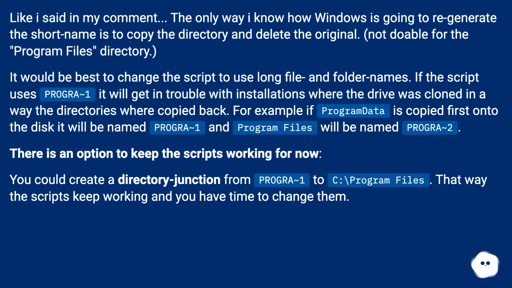If the script uses progr-1, it will get in trouble with installations where the drive was cloned in a way that the directories were copied back. For example, if ProgramData is copied first onto the disk, it will be named progr-1 and Program Files will be named progr-2. There is an option to keep the scripts working for now. You could create a directory junction from progr-1 to c:\programfiles. That way the scripts keep working and you have time to change them.